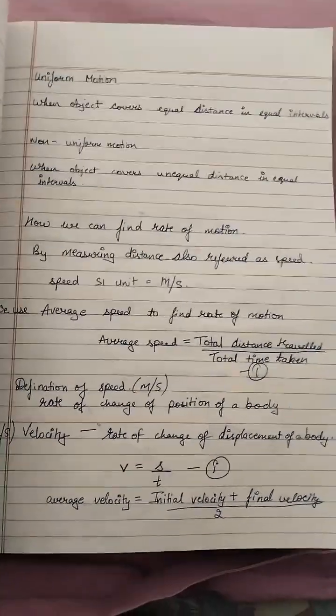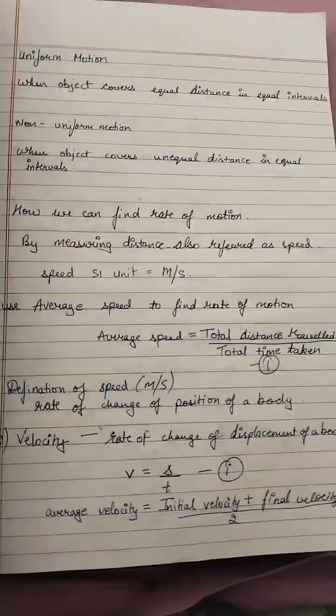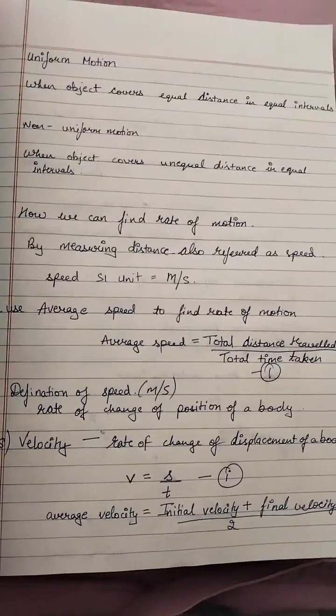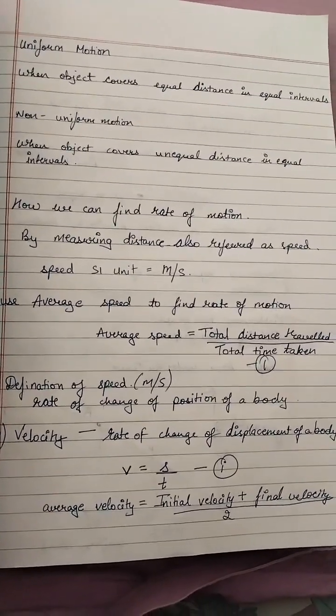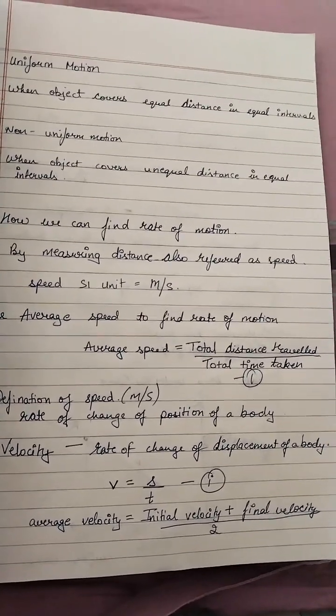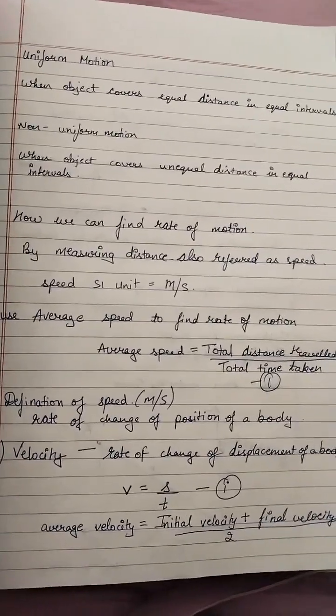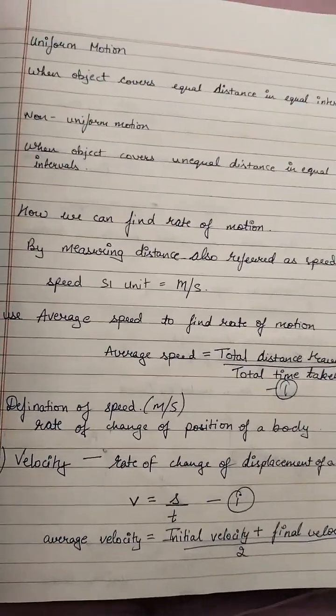Now what is uniform motion? When objects cover equal distance in equal intervals, it is known as uniform motion, while non-uniform motion is when an object covers unequal distance in equal intervals. Right?